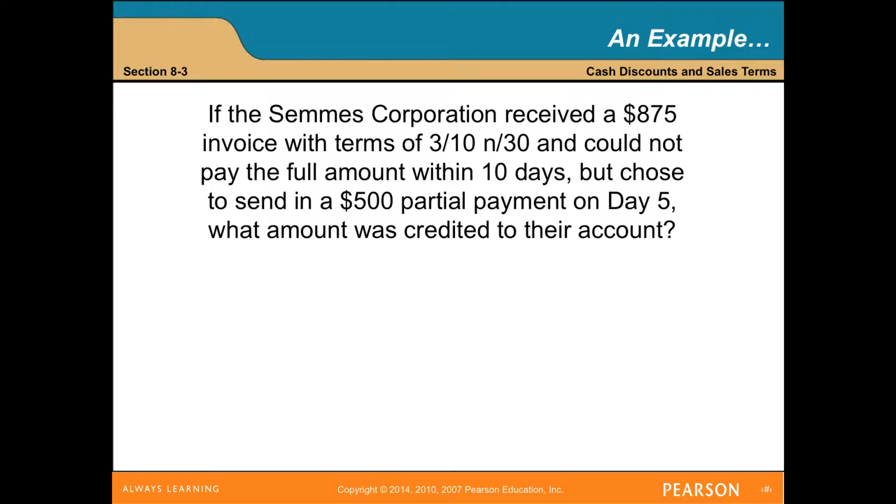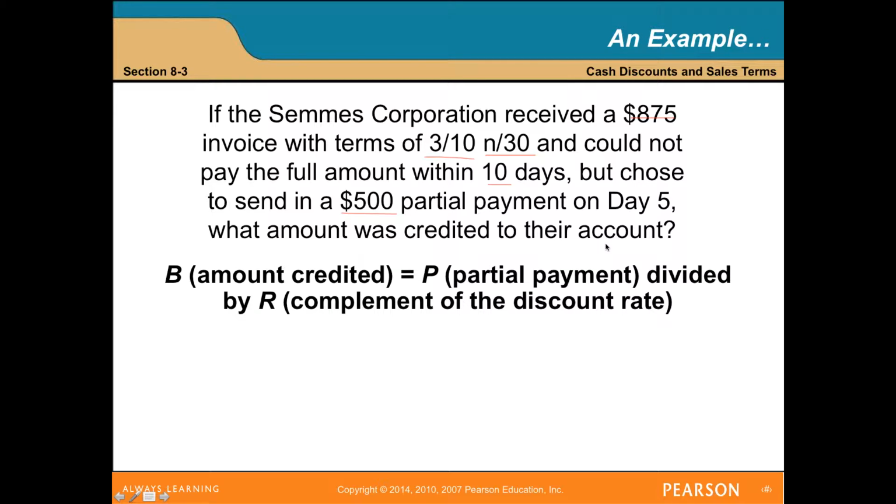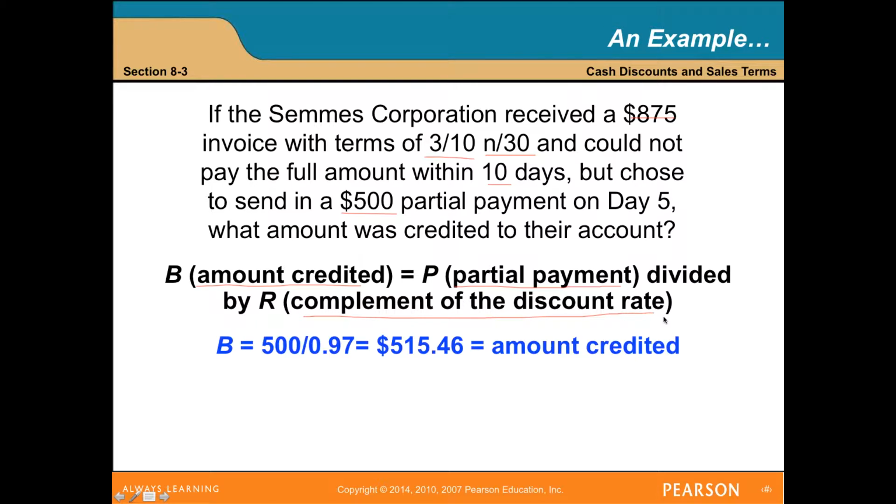So here's an example. If the Sems Corporation received a $875 invoice with terms of 3/10, n/30 and could not pay the full amount within 10 days, but chose to send in a $500 partial payment on day 5, what amount was credited to their account? So here we have the formula from the previous slide. B equals P over R, B being the amount credited, P being the partial payment, divided by R, which is the complement of the discount rate.